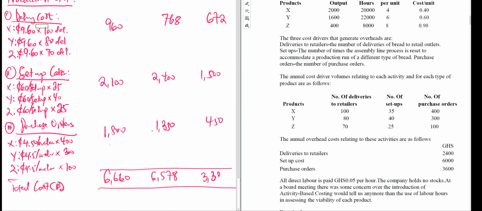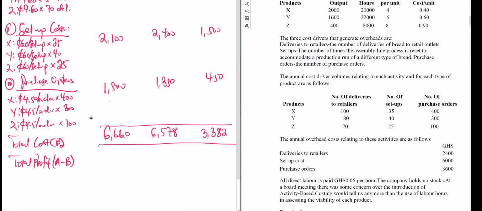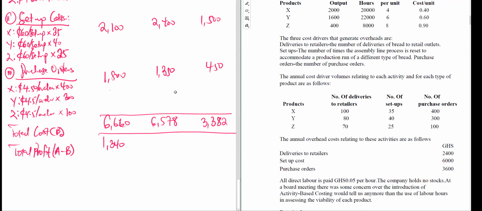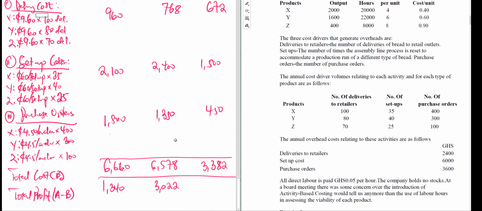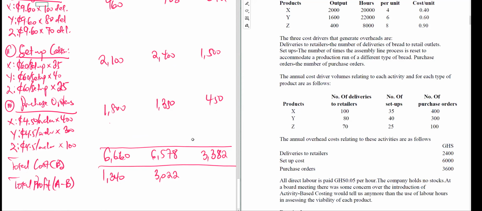That's 3,382. All right. So now that we have that, we can get our total profit. Total profit as A, which is sales minus the B. So we can pick our sales from the top, 8,000 minus 6,660. And that is 1,340. Then we come here, the sales was 96, right? So we pick 96 against 6,578. So you have 3,022. Then I have 32 against 3,382. So 182 loss, right? Okay.